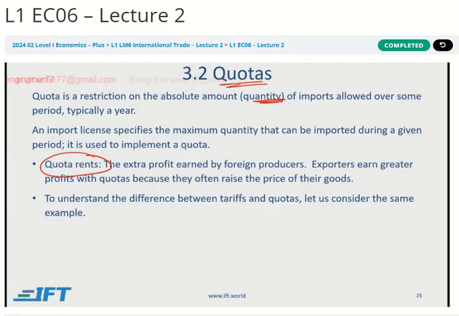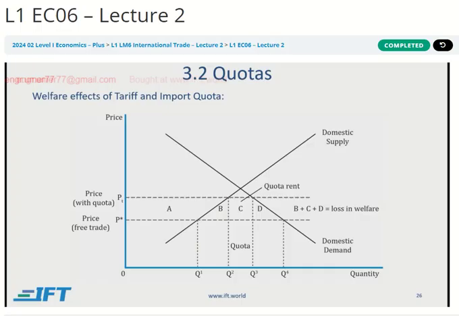Of course, the question will tell you whether the government is charging a fee for that or not. Because if it is charging a fee, then it is getting a certain revenue. And if not, then it's not. But either way, what's important over here is that this center part over here, C, is quota rent. And if the government is not really charging anything for that quota rent, then C becomes part of the loss in welfare. This is the main difference in tariff and quota, right?